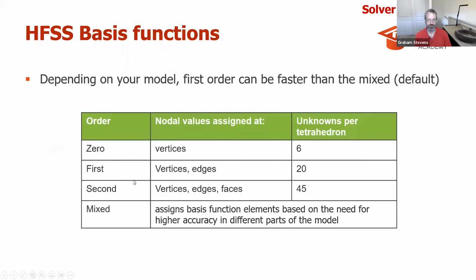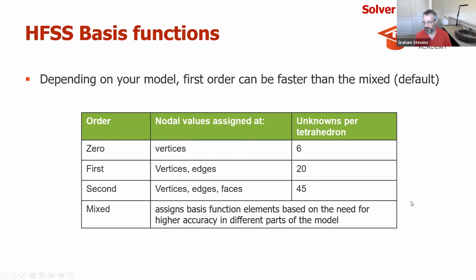And then similarly within HFSS, there's something called basis functions, where, sort of similar to the hex versus tet mesh choices, there are choices around where the nodal values are assigned. So it's called the zero basis function, the first order basis function, or second order basis function, where you're assigning to vertices, edges, and vertices, edges, faces. And so you have many more unknowns per tetrahedron.